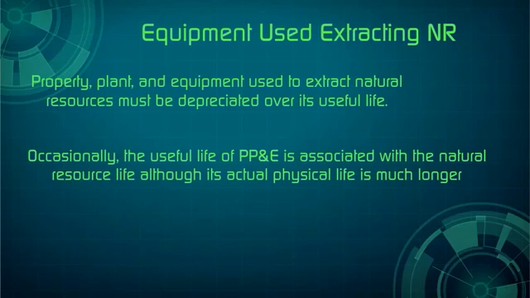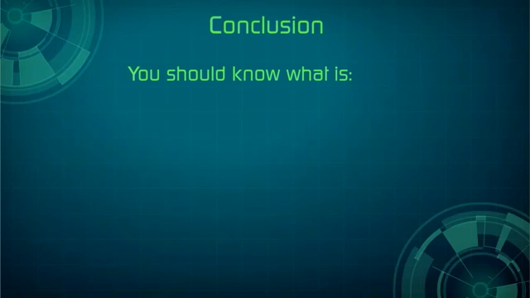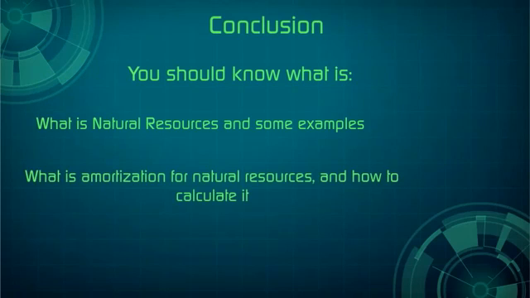However, the train that runs on the track can be used elsewhere once it is relocated, and as a result, it would be depreciated over the life of the train as opposed to the life of the mine. By now you should know what natural resources are and some examples. Also, what is amortization for natural resources and how you calculate it.